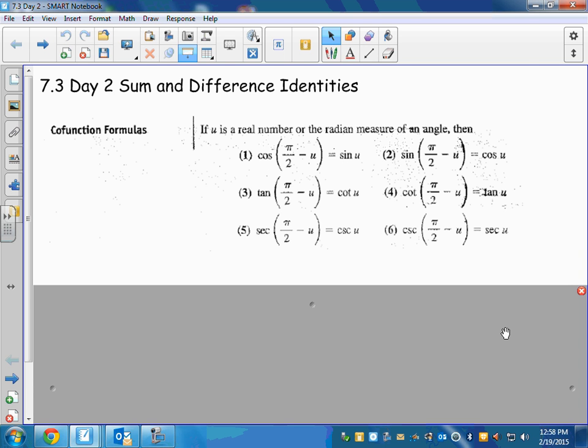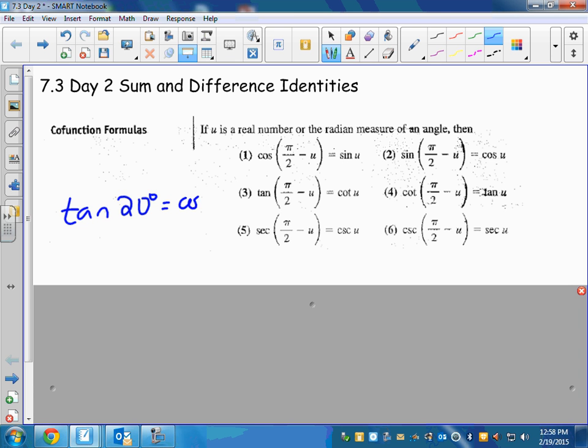So an easy example of that, before we actually do the example, is if I said the tangent of 20 degrees, we'll just do degrees because it's easier to think about. Since tangent and cotangent are what go together, tangent of 20 degrees will be the same as cotangent of 70 degrees. And how did you get 70? Because 70 plus 20 add up to 90, or in terms of radians, the two angles that add up to pi halves.